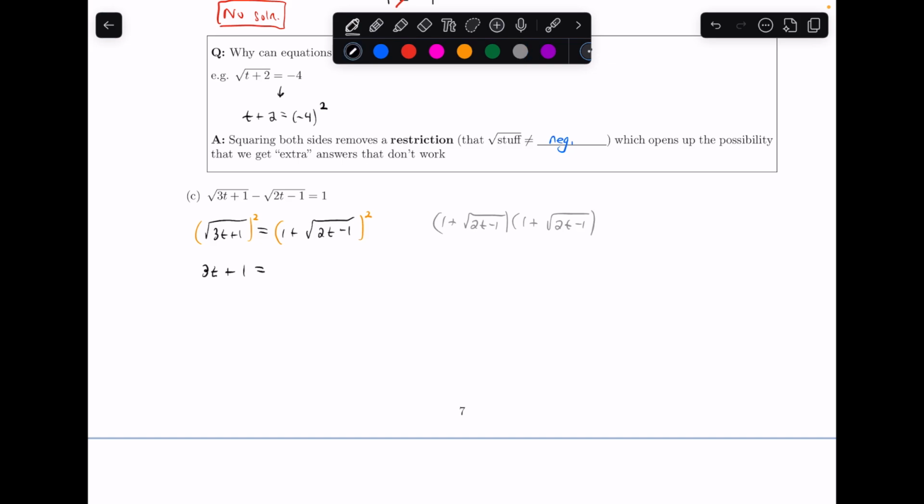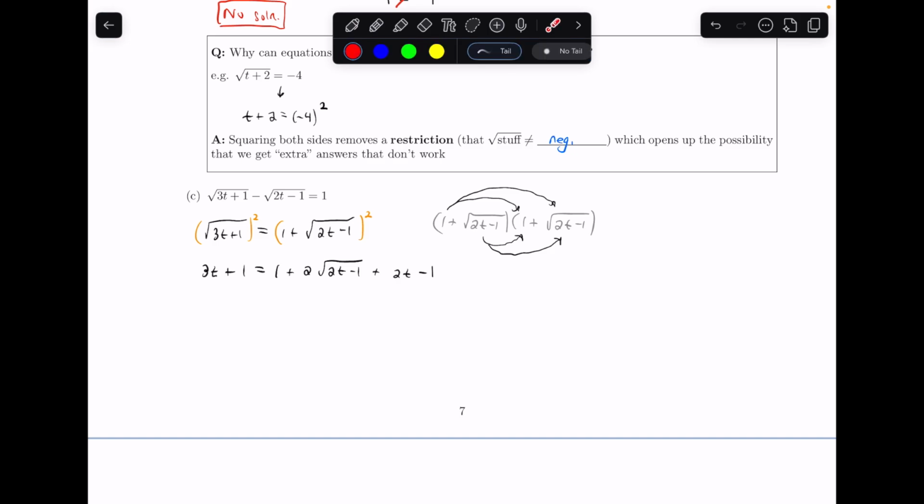When we FOIL this, you multiply the 1's together first, and you'll get 1. Then you multiply the 1 times this square root, and also when you multiply these, 1 times the square root, that's going to give me the square root of 2t minus 1 plus another square root of 2t minus 1, which becomes 2 square root of 2t minus 1, because those are like terms. And then finally, we multiply the last terms together, which will give me the square root of this times itself, and that'll cancel the square root. That'll just give me 2t minus 1.